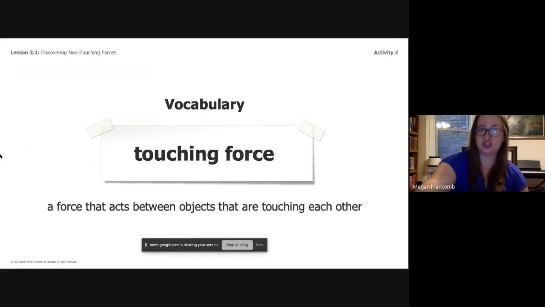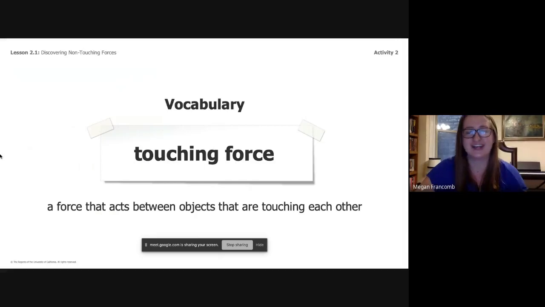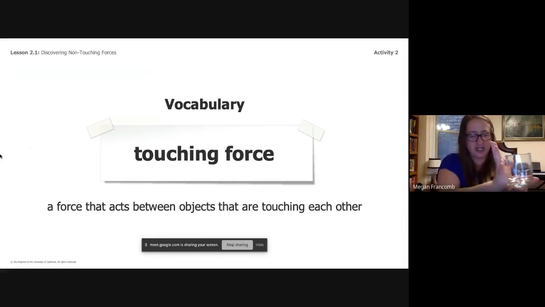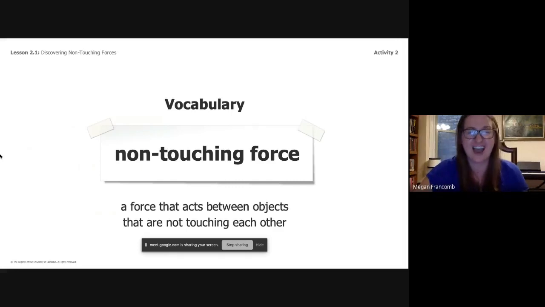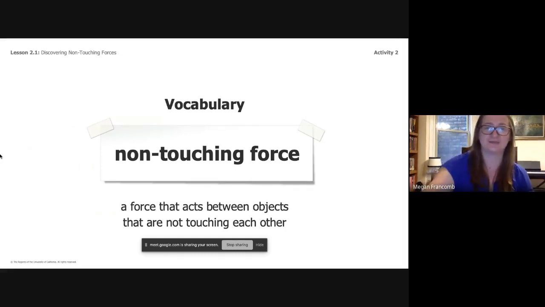We're going to learn two new vocabulary words today. Touching force, a force that acts between objects that are touching each other. So think back to my wooden block. I could push it and I could pull it. And you could see my hand applying the force to move the object. That was the evidence. There's also non-touching force, a force that acts between objects that are not touching each other.